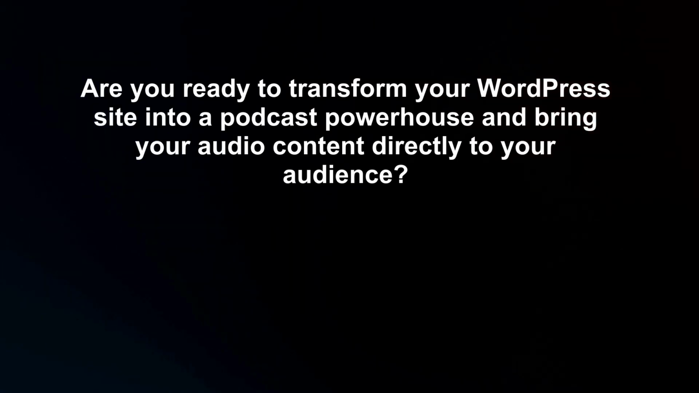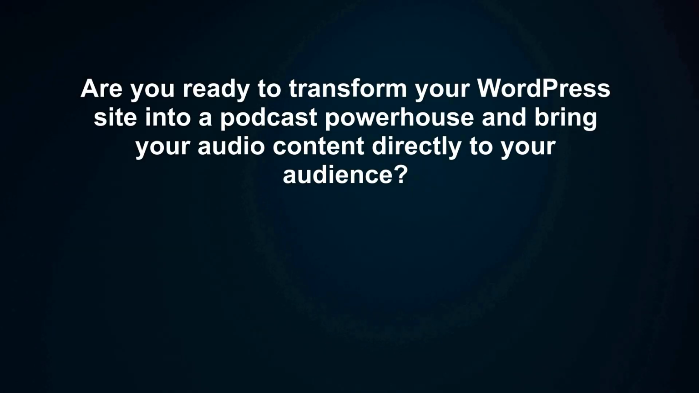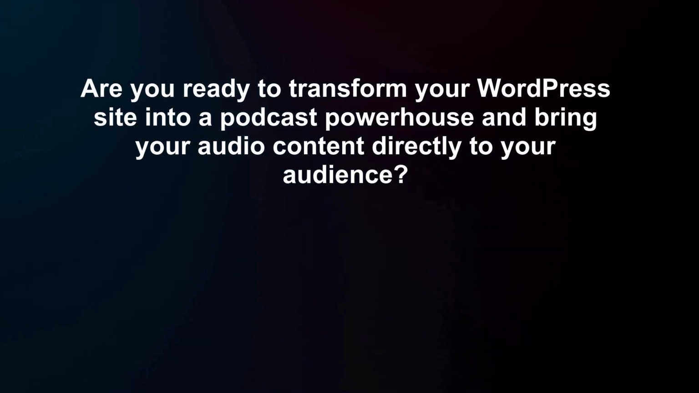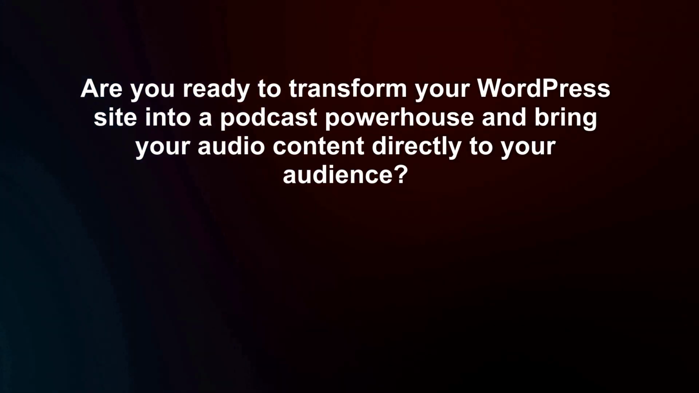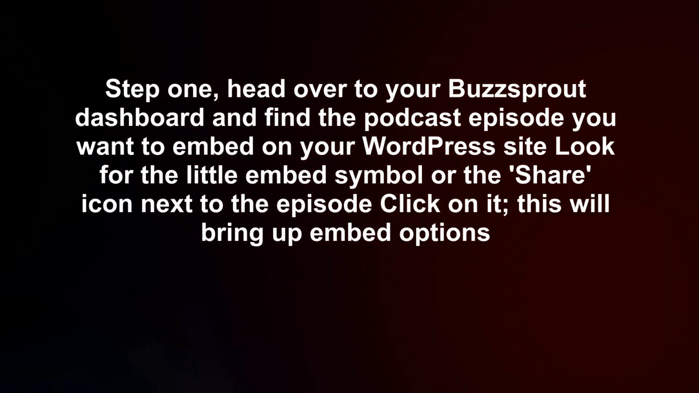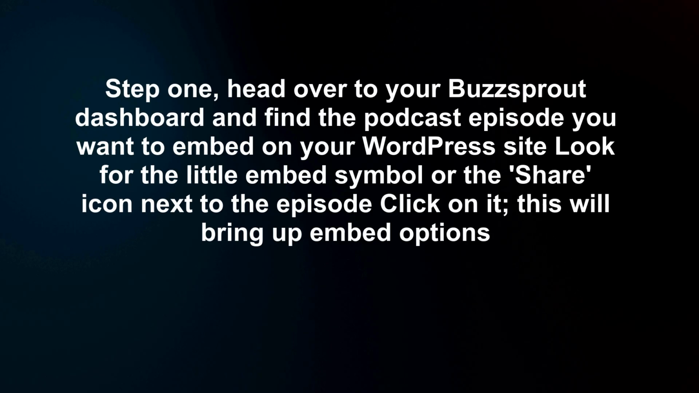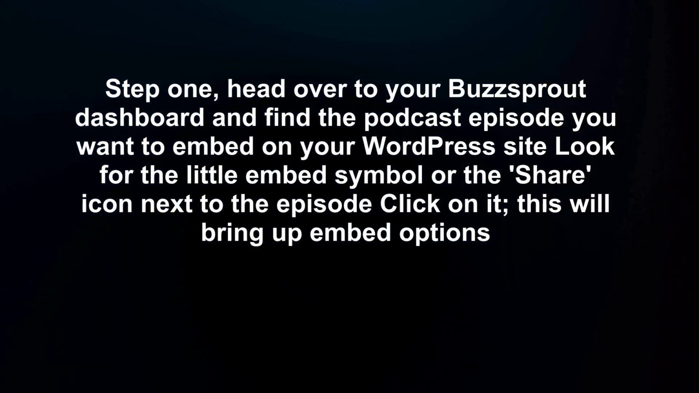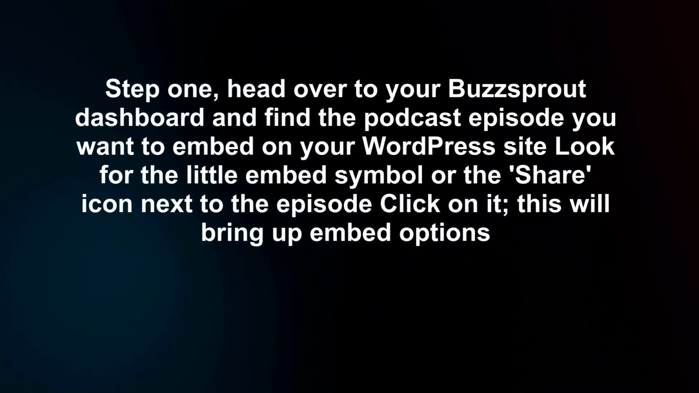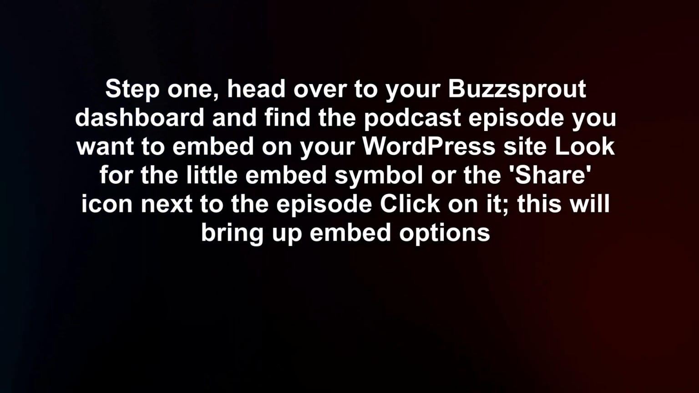Are you ready to transform your WordPress site into a podcast powerhouse and bring your audio content directly to your audience? Step 1. Head over to your Buzzsprout dashboard and find the podcast episode you want to embed on your WordPress site. Look for the little embed symbol or the share icon next to the episode. Click on it. This will bring up embed options.